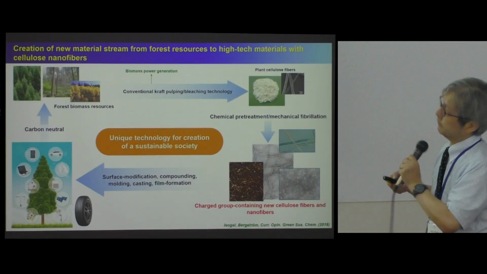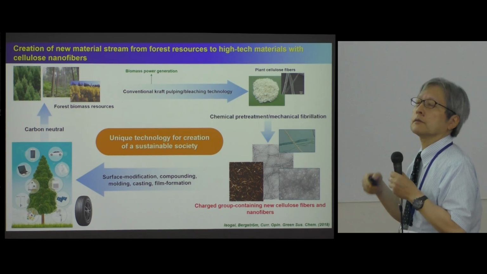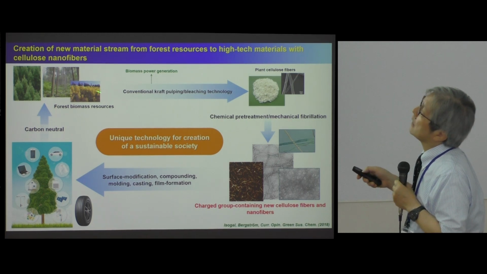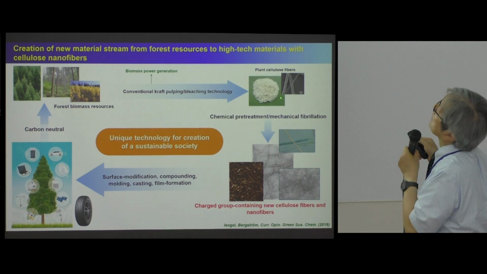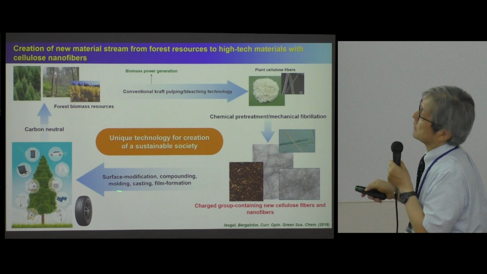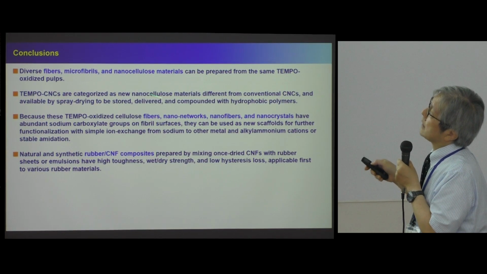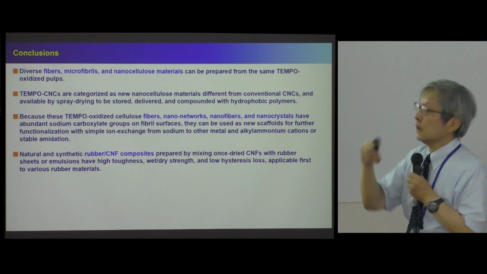Anyway, summary. We expect, based on unused forest biomass resources, we have plenty of unused forest resources. So converting the cellulose, which is conventionally converted to paper and pulp, but partially using charged-group-containing nanocellulose to apply to new materials. But this is a conclusion. It's a positive one. You can see it in my slides on the desk.